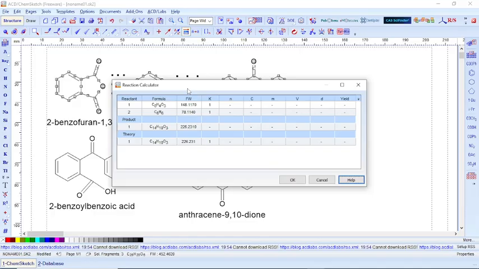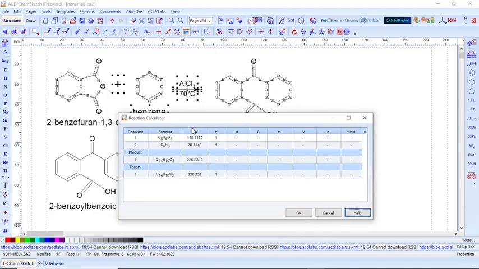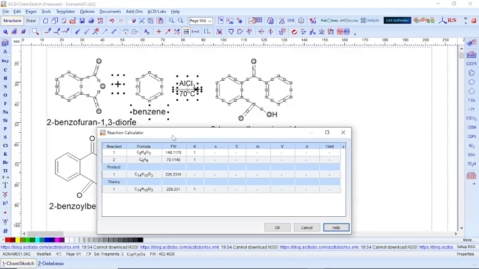Two. Good. I would like you to follow me so that I will know that you are following me. So we are seeing 2 reactants. The first one is our phthalic anhydride, and the second one is our benzene.